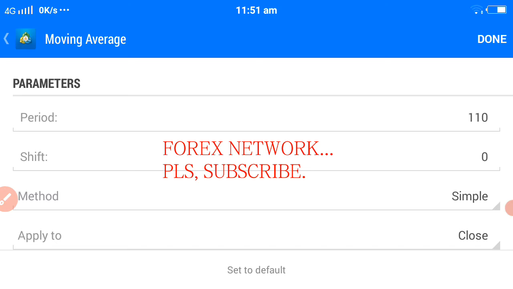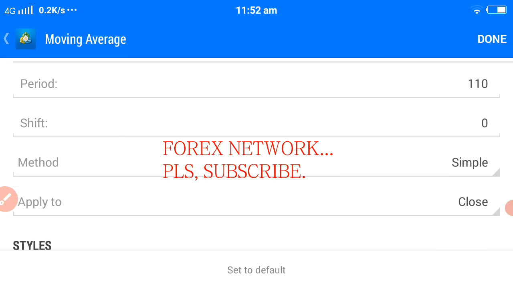The shift is like telling it to adjust by how many centimeters. Is it 2 centimeters or 3 centimeters, or how do you want it to be? Do you want it to be right on the level, or do you want to adjust it a little? Then the method is where the type comes in.